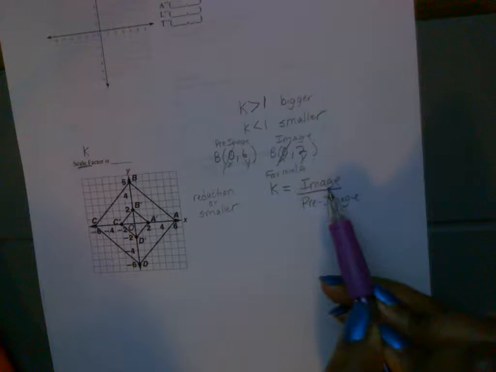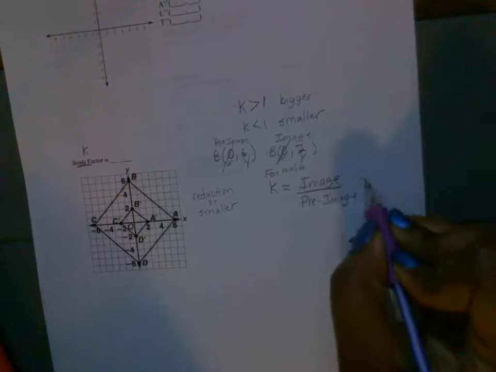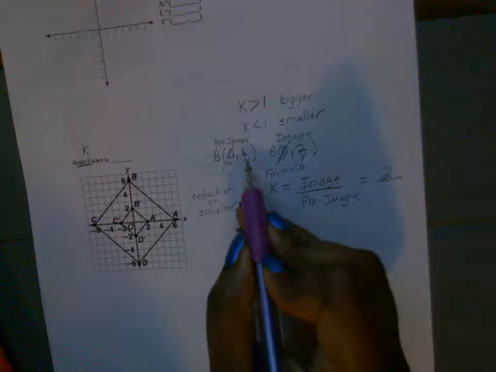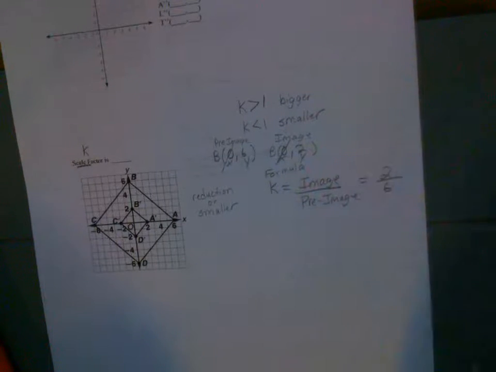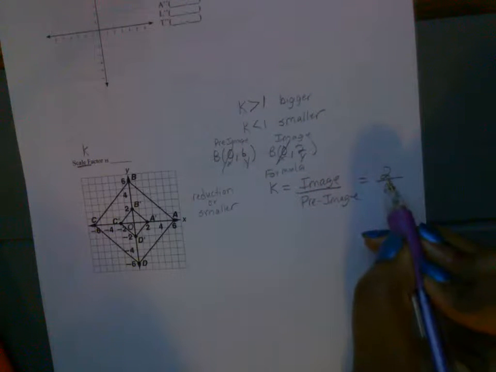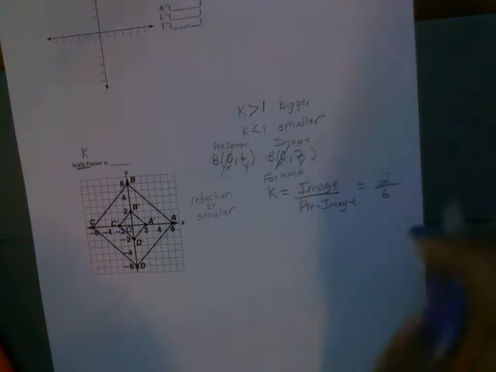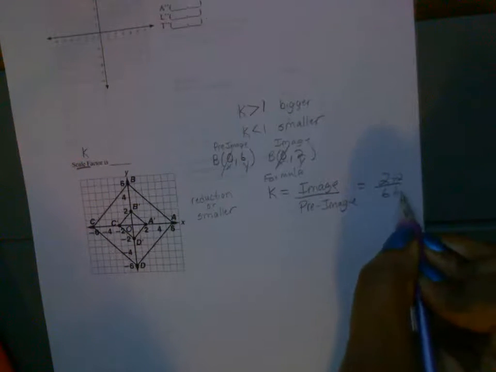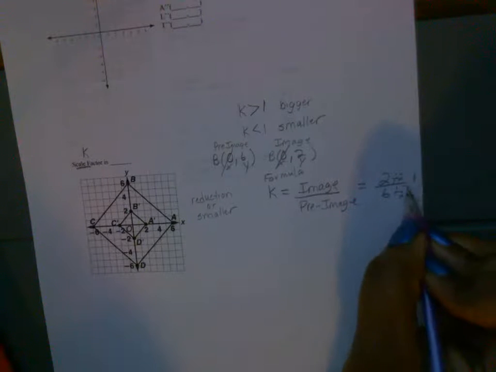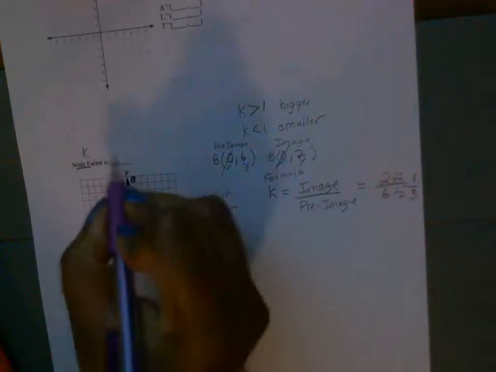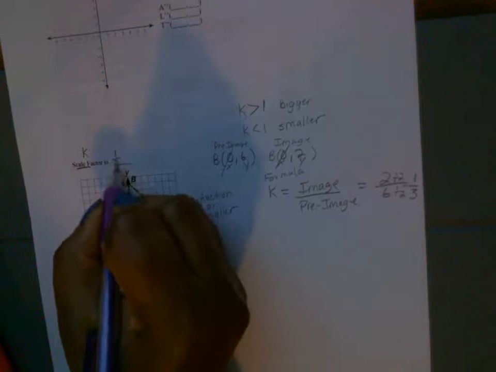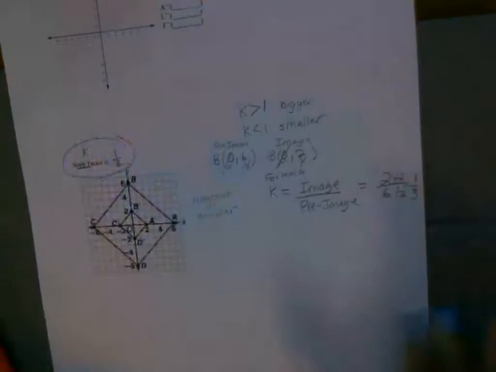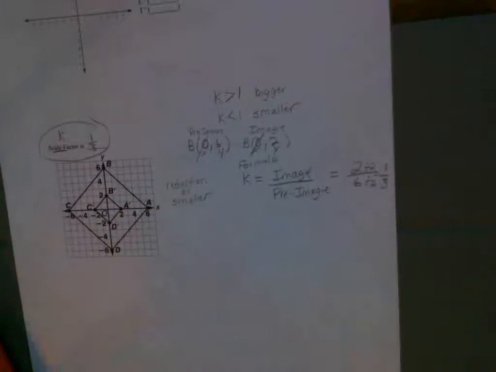Since it says image, we're going to put the 2 on top. Pre-image, I'm going to put the 6 on the bottom. So this gives us 2/6. When we reduce that, we divide both the top and the bottom by 2. This gives us 1/3. So our answer is 1/3. Please take a picture of that.